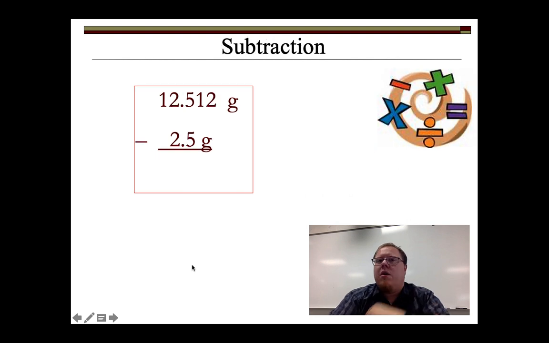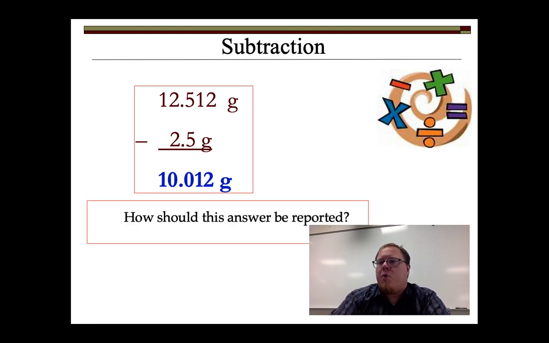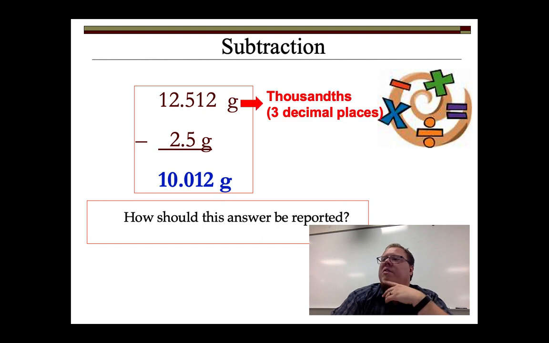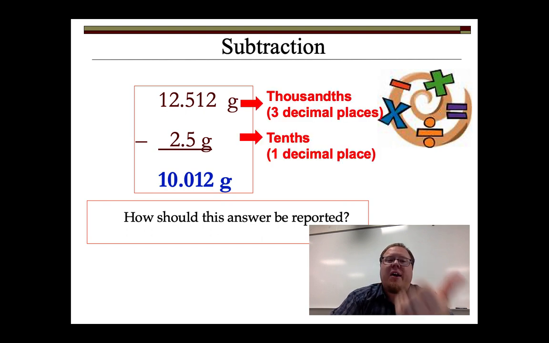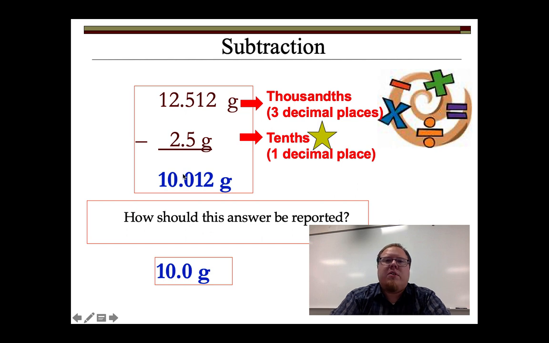Okay. Here's some subtraction. Let's say I had 12.512 grams, and I took away some of that material, and so 2.5 grams I took away. So what does it weigh now? Well, calculator says 10.012 grams. How should I report that? Well, this first measurement went to the thousandths place. It has 3 decimals. The second measurement, though, only went to the tenths place. It only has 1 decimal. So the worst one there, the 1 decimal. So our answer has to be rounded so it only has 1 decimal, so 0.0, and then the 1 keeps it down, round it down, so we get 10.0 grams.